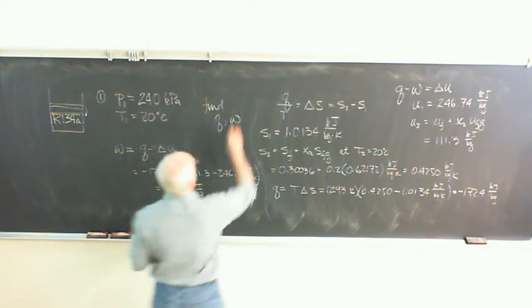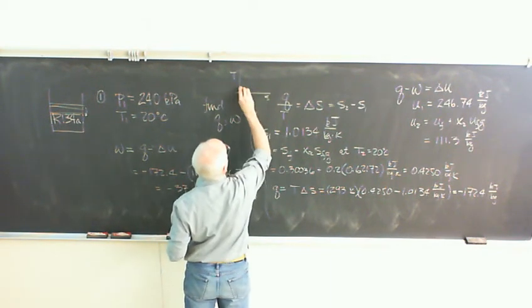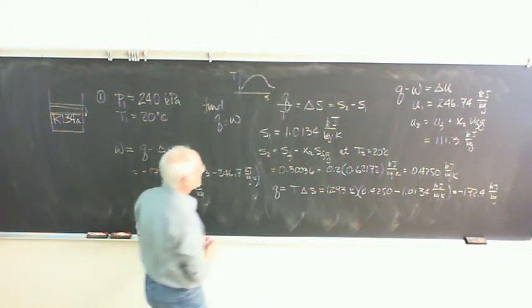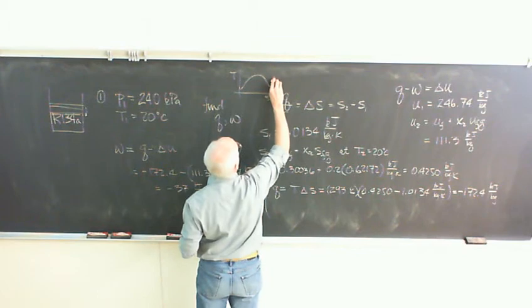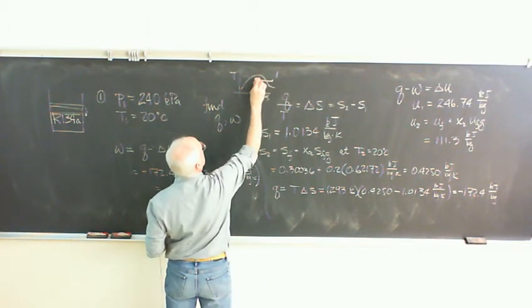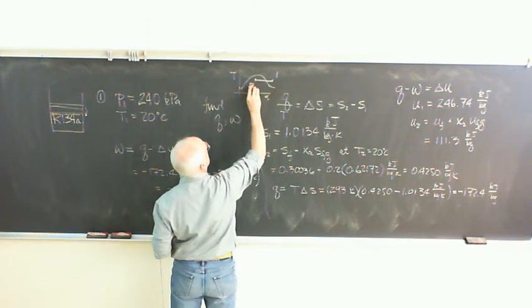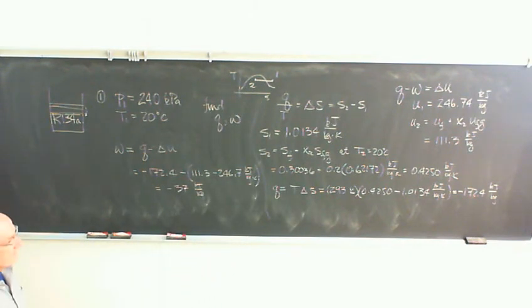And we can even draw it on the TS diagram. Remember, we started in superheat, finished isothermally somewhere under the dome. So it's a pretty easy diagram to draw.